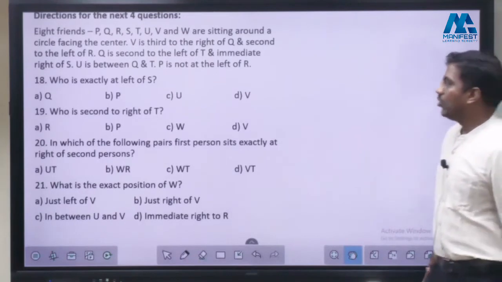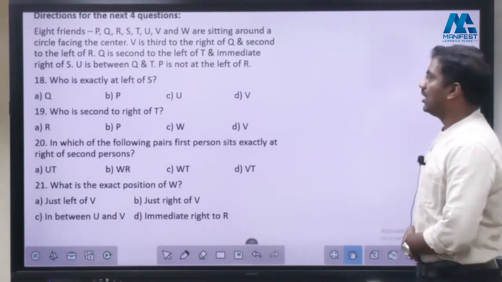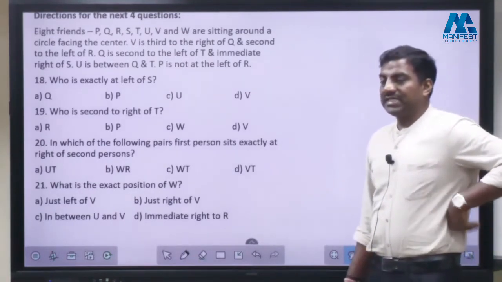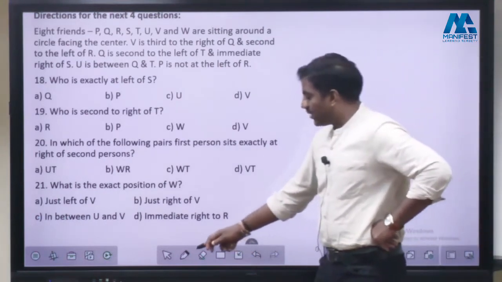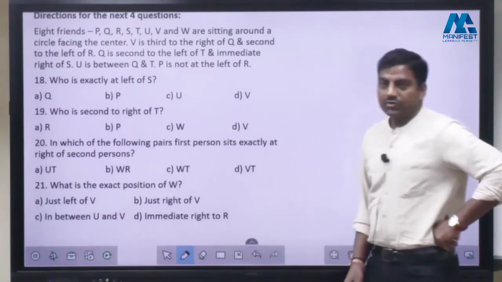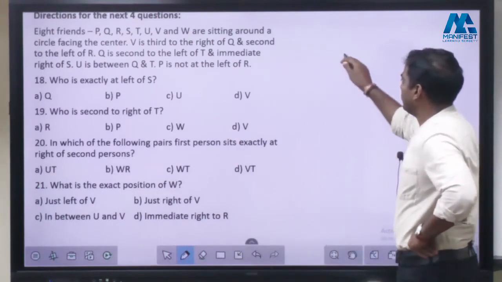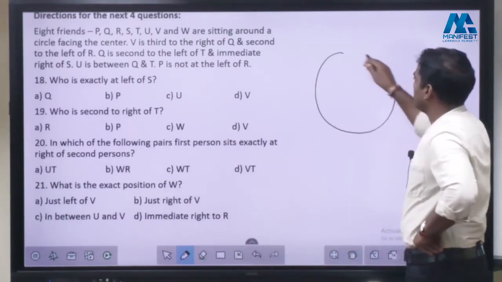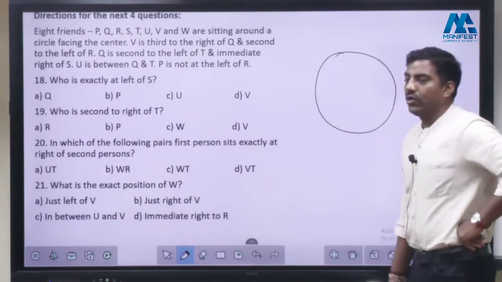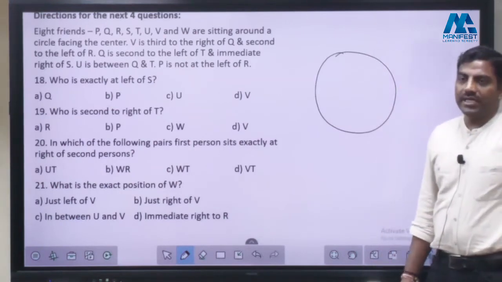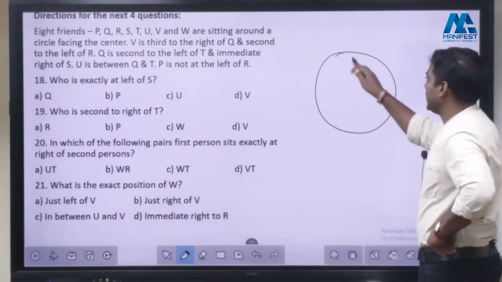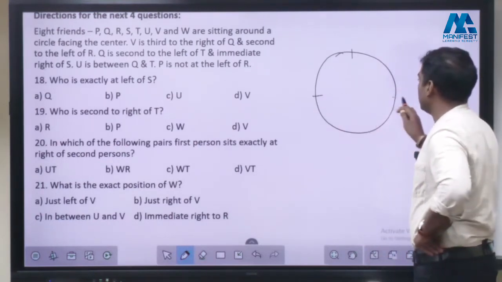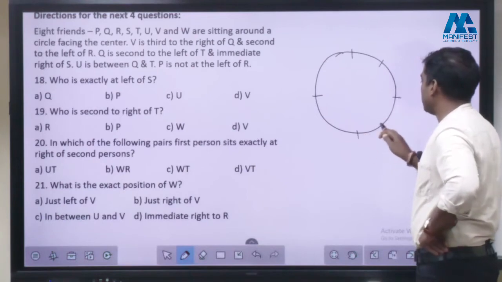Eight friends, P, Q, R, S, T, U, V, W, are sitting around a circle facing the center. Okay? Actually, the circle problems are very easy compared to the square table. Construct a circle, and I have told you, first person is free to sit anywhere in the table. Don't restrict that person to sit according to your will and wish.